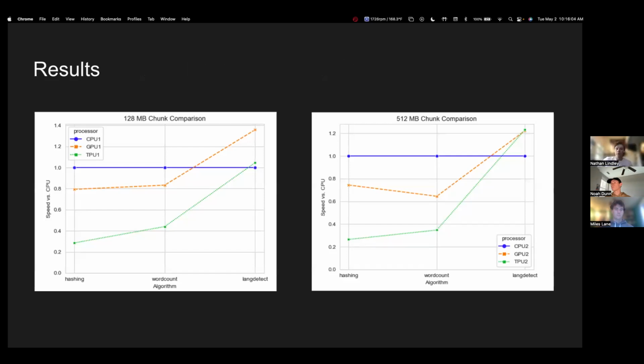All right, so now I'm going to go over the results a little bit. These are the results we got displayed with the speedup over the CPU on the y-axis and the algorithm used on the x-axis, all normalized against the CPU runtime. As you can see, the GPU and TPU usually got outperformed on the simpler algorithms, such as hashing and word count, but when it came to the more computationally intensive ones, such as langdetect, we were able to realize a noticeable difference, and they were faster than the CPU. We did notice that this held true across both the 128 and 512 megabyte chunk sizes, just something that was kind of interesting to us.